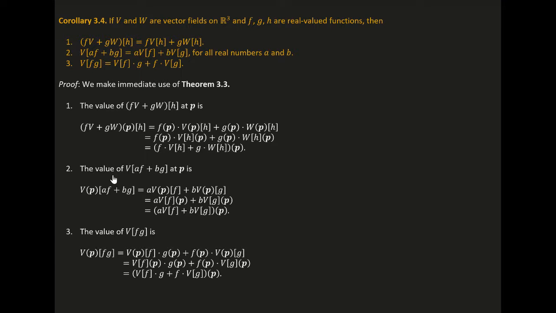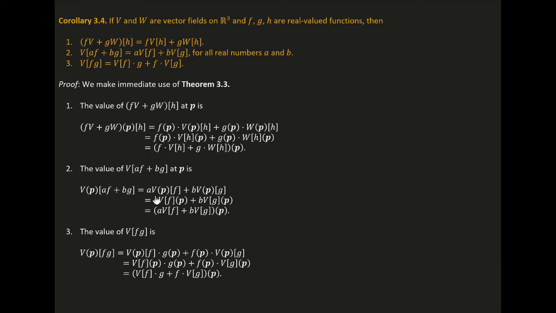Next, we consider the value of the vector field V operating on the linear combination of functions AF plus BG, then evaluated at the point P. This is the same as first using the vector field and applying it to the point P, and then computing the directional derivative. But then we use the linearity of the directional derivative from Theorem 3.3 to obtain the next line.